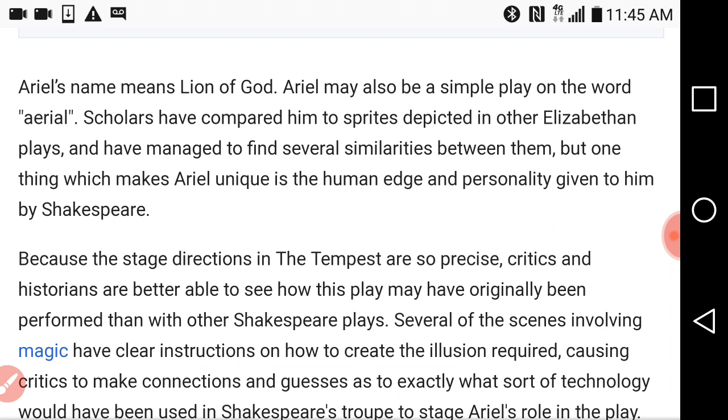Ariel may also be a simple play on the word aerial. Oh, you don't say. Did I just say that? Scholars have compared him to sprites depicted in other Elizabethan plays. Do they mean pieces of writings, or do they mean sprites from the sky? We already know what they are. They're also aerials from a platform, and scholars have managed to find several similarities between them. But one thing which makes Ariel unique is the human edge and personality given to him by Shakespeare.